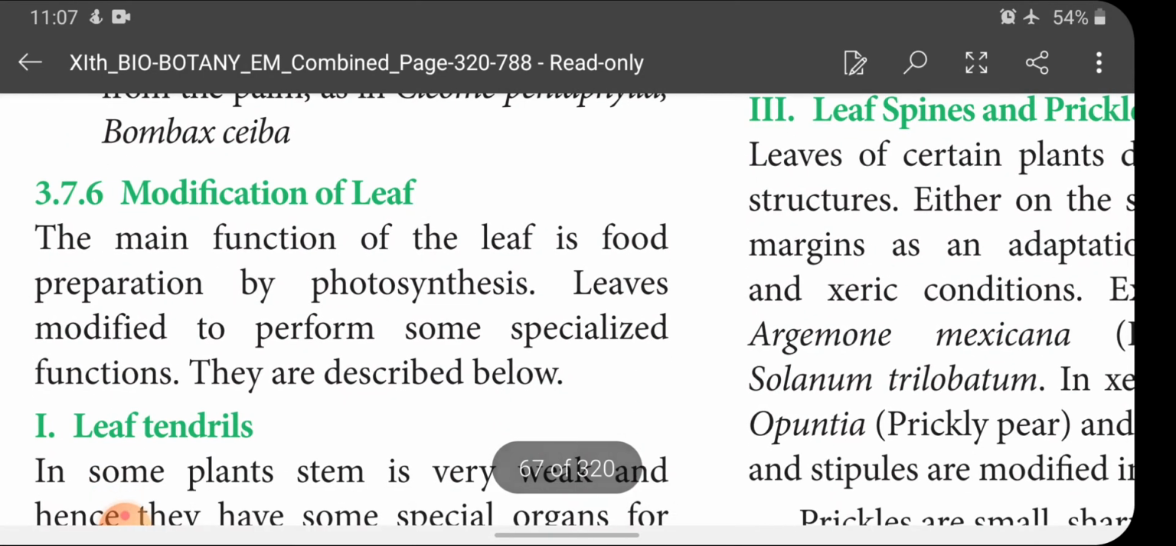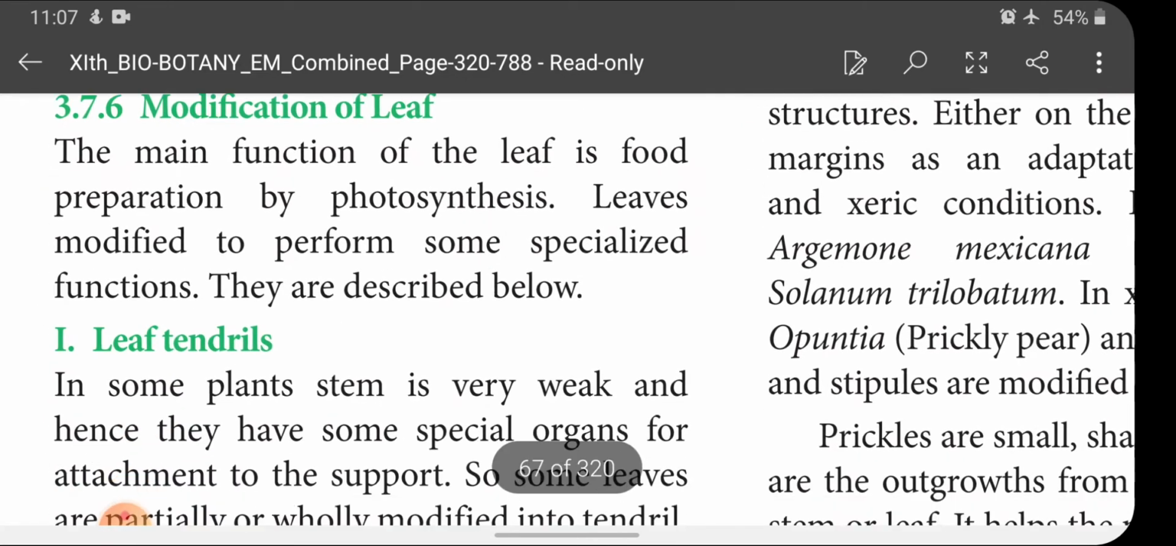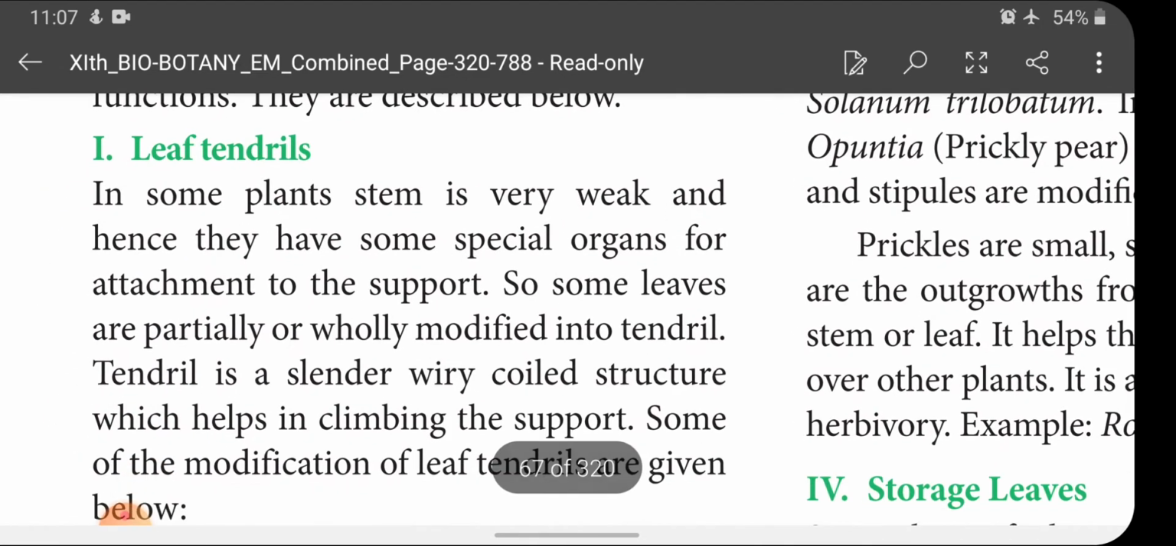And next we are going to see the modification of leaves. The main function of the leaf is food preparation by photosynthesis. Leaves are modified to perform some specialized functions. They are described below. Actually, the main function of leaves is photosynthesis and transpiration only. But apart from this, the leaves perform many other functions also. What are the other functions they perform in plants?